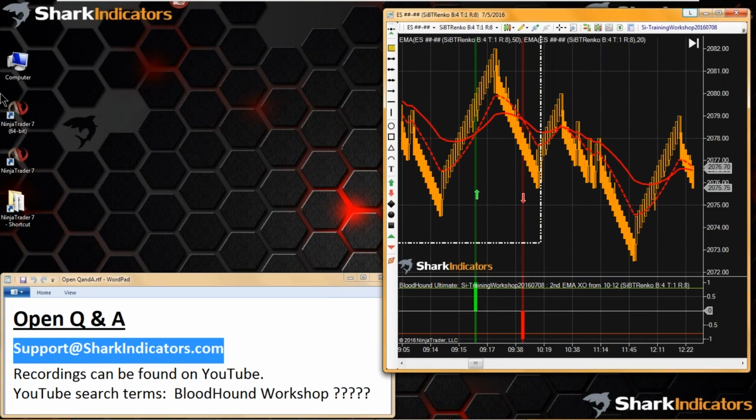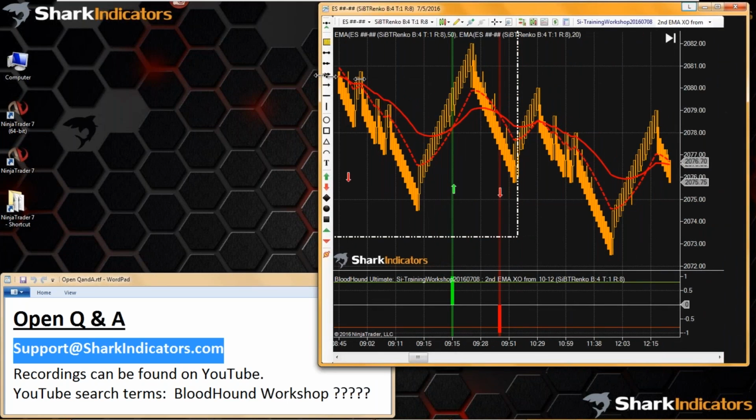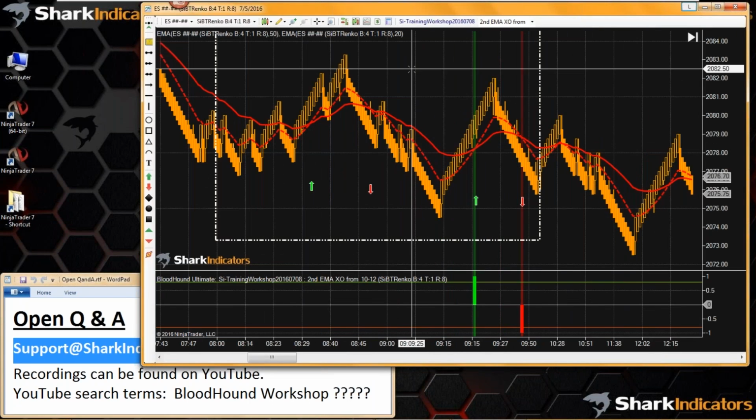So Milburn was asking, he wants to know in Raven how to enter a trade one tick above or one tick below the close of the current bar. So yeah, just to clarify, guys, BloodHound doesn't enter a trade. Technically speaking, BloodHound is an indicator, right?